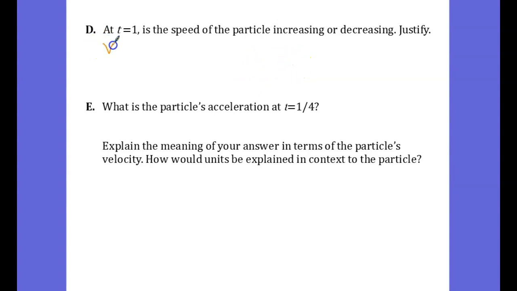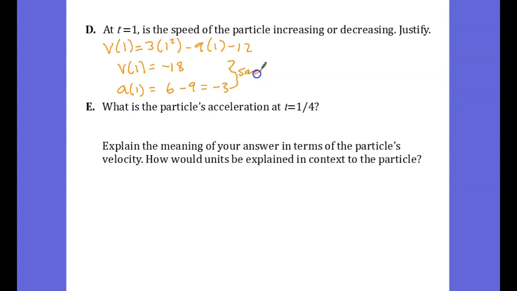So let's begin by finding the velocity at time t equals 1 second. So that's going to be 3 times 1 squared minus 9 times 1 minus 12. And so that's going to give us a value of negative 18. Now, a of 1 is equal to 6 times 1 minus 9, which is negative 3. And you'll notice that we have the same sign for our velocity and acceleration. And what that means is the speed will be increasing.